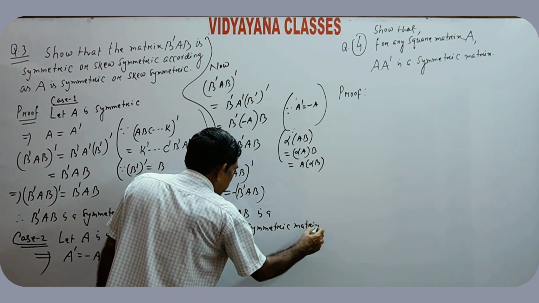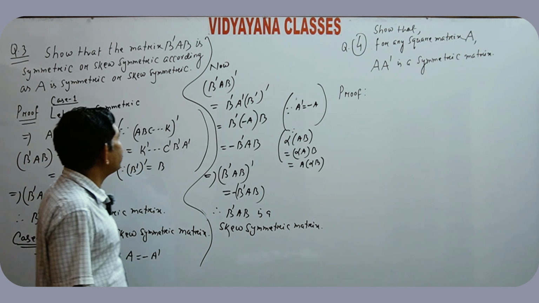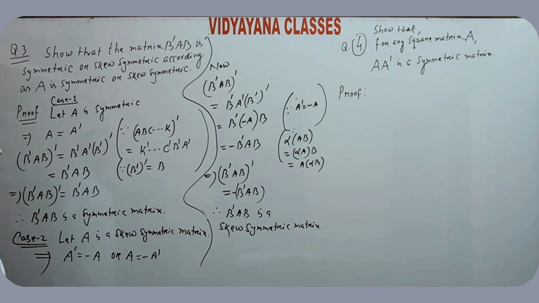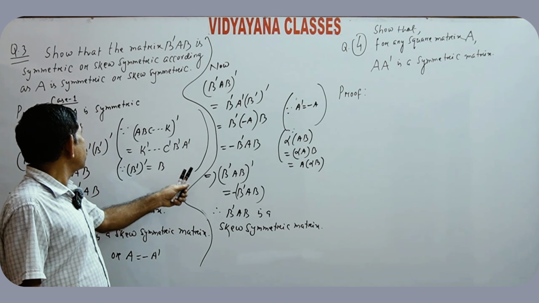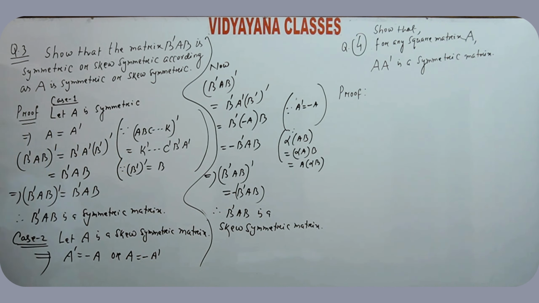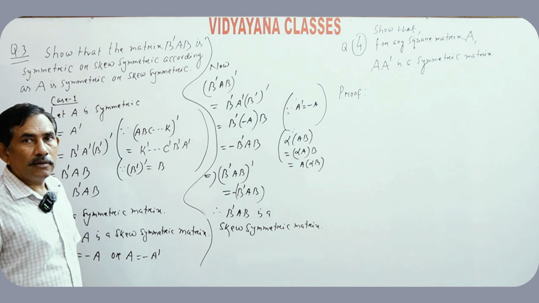When A is symmetric, B dash A B is the symmetric matrix. When A is the skew symmetric matrix, B dash A B is a skew symmetric matrix. A is the symmetric, B dash A B is the symmetric. A is the skew symmetric, B dash A B is a skew symmetric. Clear?